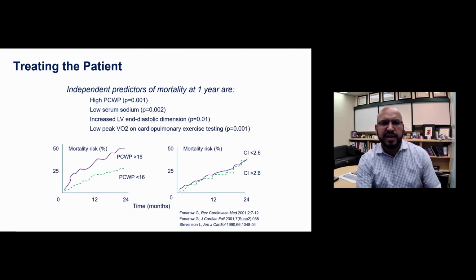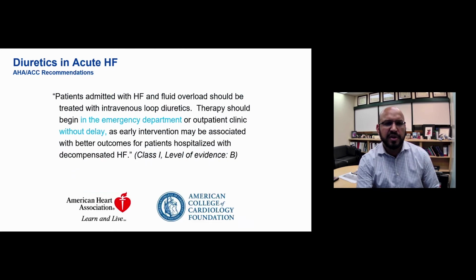But it is important that independent predictors of mortality in heart failure are often associated with a high wedge pressure, low serum sodium, an increased end diastolic dimension or the size of the heart on echocardiogram, and poor cardiopulmonary exercise testing. And that some of the invasive measures such as right atrial or pulmonary artery pressure or cardiac index don't necessarily predict the outcome.